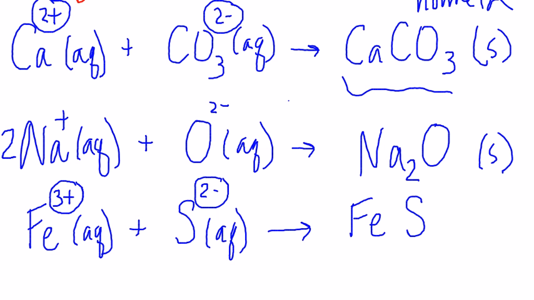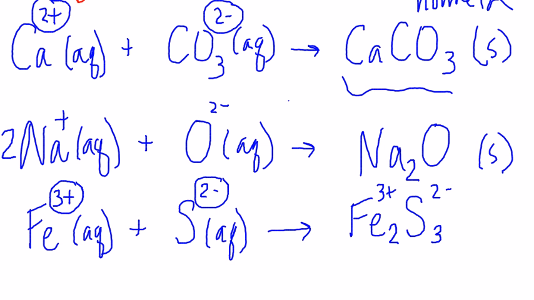Instead, what nature does is it creates a compound whose overall charge is 0. Because we can't turn -2 into a 3 with simple multiples, we need to find the least common multiple of 3 and 2. The least common multiple of 2 and 3 is 6. So 2 times 3 positive gives us a total of 6 positive for the irons, and 3 times 2 negative gives us a total of 6 negative for the sulfides.